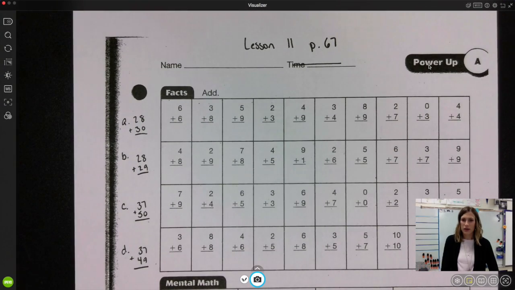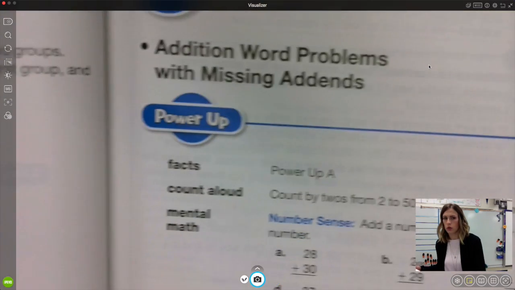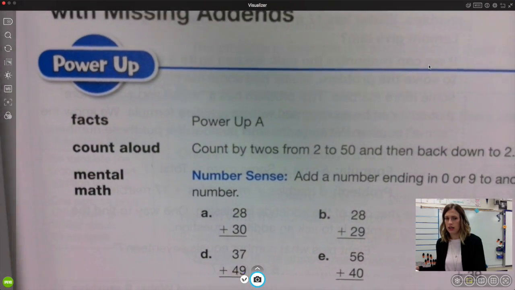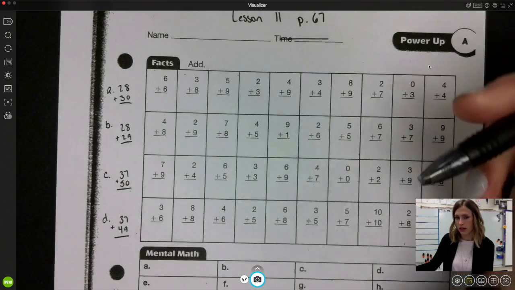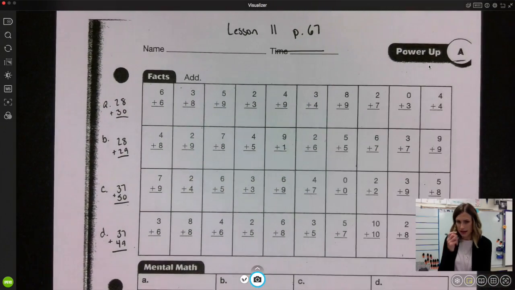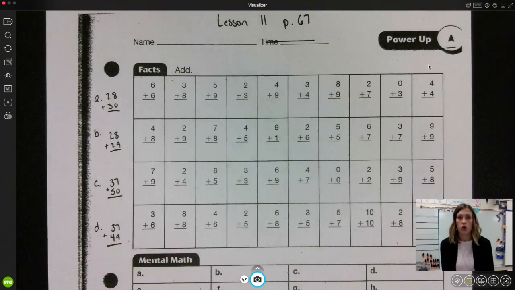All right, third grade, we are on lesson 11 today. Lesson 11 starts on page 67. So your power up is right here on page 67. We're back to power up A with our facts, so go ahead and rock these facts out. When you're done, go ahead, press pause on this video. When you're done, go ahead, press play, and we'll grade it together.